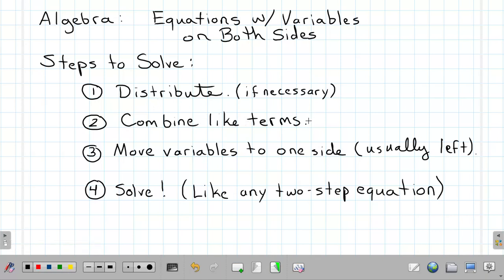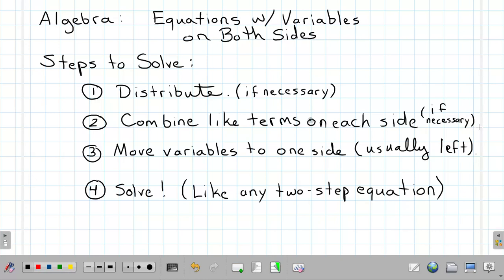I'm going to add a little caveat in here: combine like terms on each side. And once again, this is if necessary, because on some of these examples it's not necessary to combine like terms on each side, since there are no like terms on just one side.